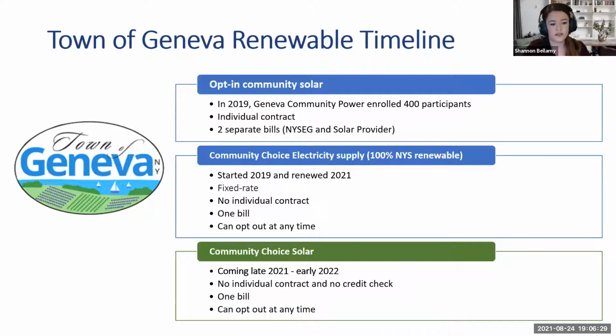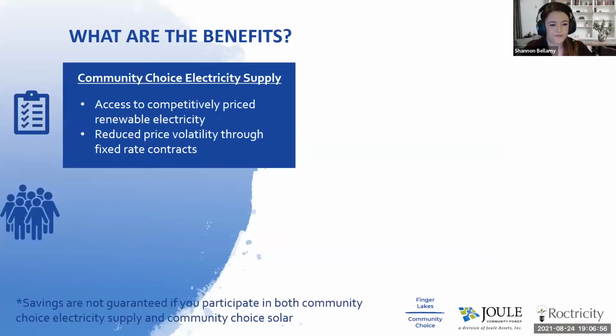But now, coming in late 2021, early 2022, we'll have the new community choice solar program. And so that requires no individual bill, no credit checks, which is what you'd normally see with community solar programs. There's only one bill, so it's just your same National Grid bill with just the credits on the bill, and you can still opt out at any time. So those are the 3 kinds of programs that we've had so far or are introducing now.